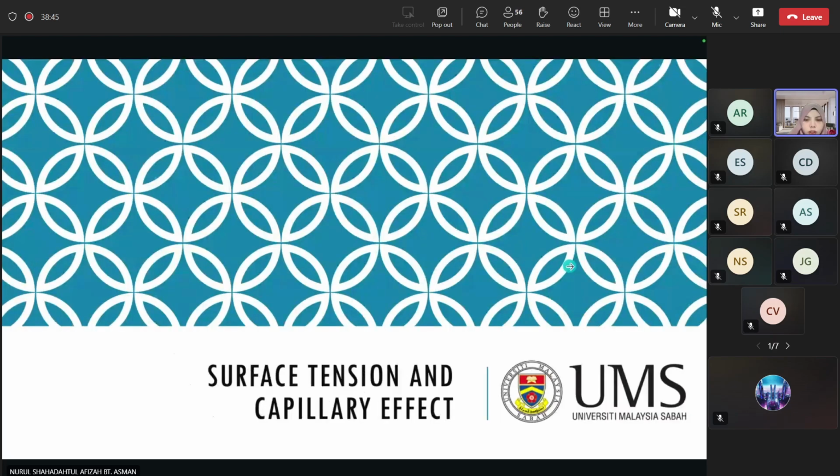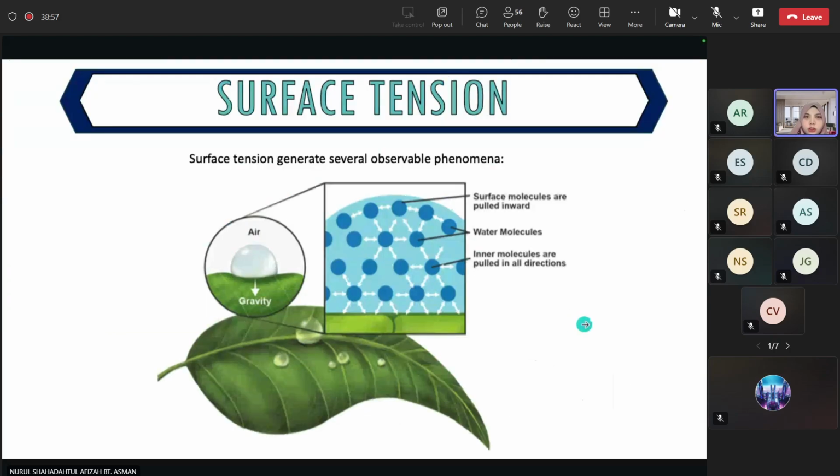So next, I think this is the last subtopic, which is surface tension and capillary effect. So what is surface tension? Surface tension generates observable phenomena.